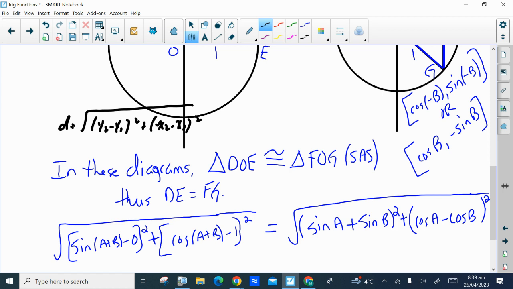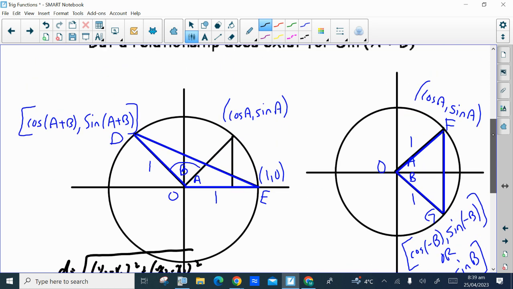It doesn't really matter. But if we're looking at side DE, so if we said that this one was x2, y2, and then the point (1, 0) would be x1, y1, then y2 minus y1 would be the sine of A plus B minus 0, all squared.